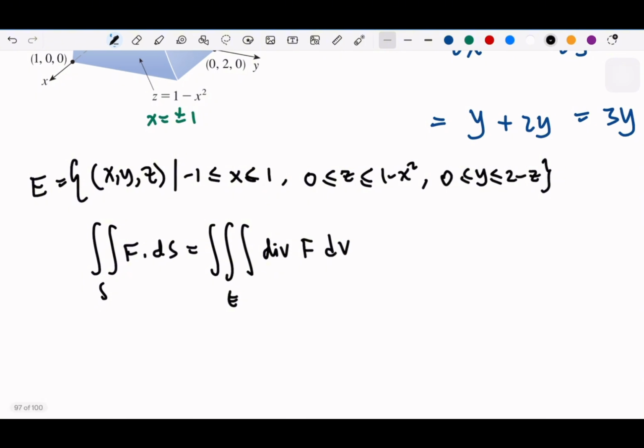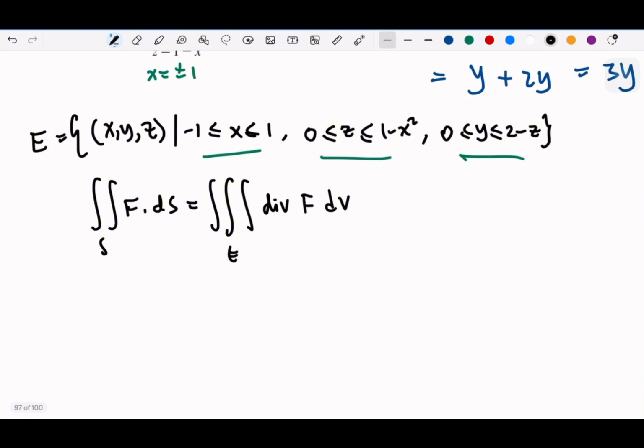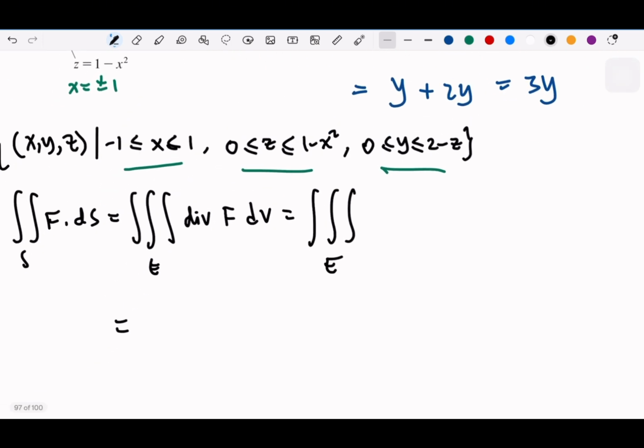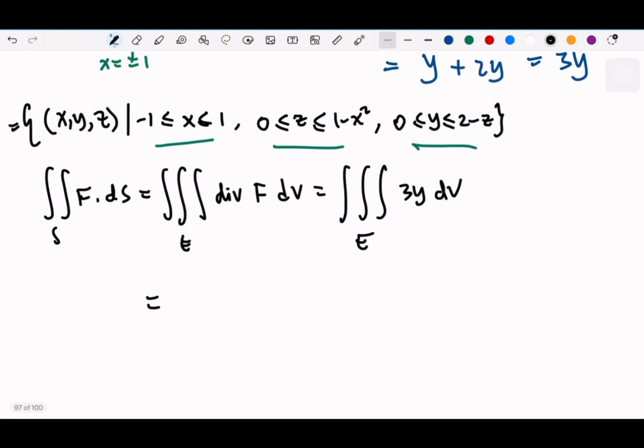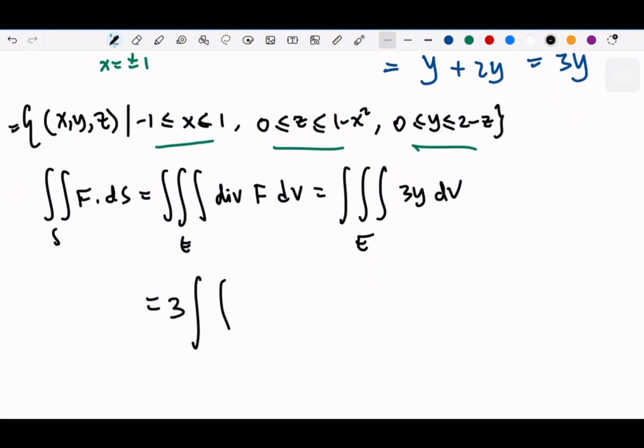So back to here. With all the information that we have, we can plot and then adjust into the triple integrations. So first, let me just write here, div F is 3y. I will just pull out the 3. And then start with negative 1 to 1, then 0 to 1 minus x squared, and lastly 0 to 2 minus z. So we have the y, dy, and then this will be dz, and then dx.